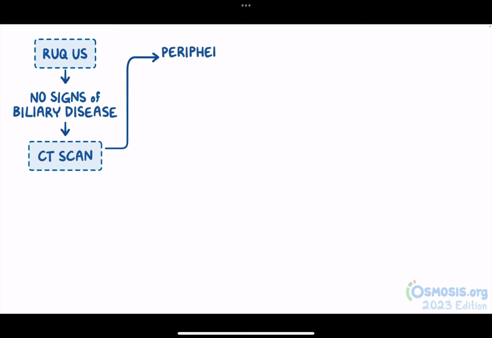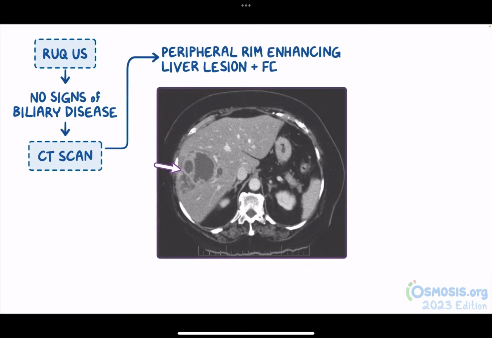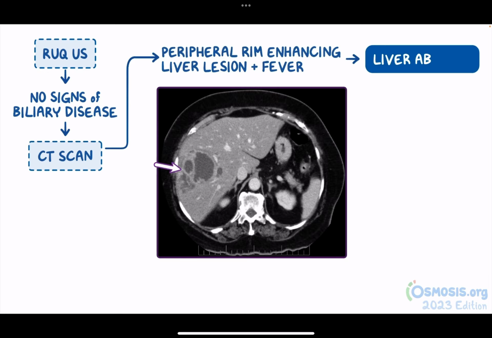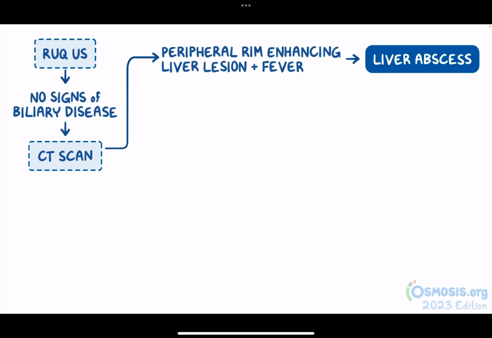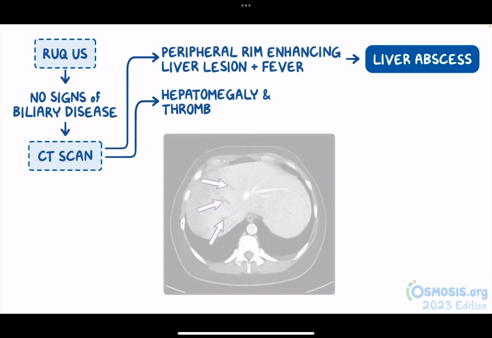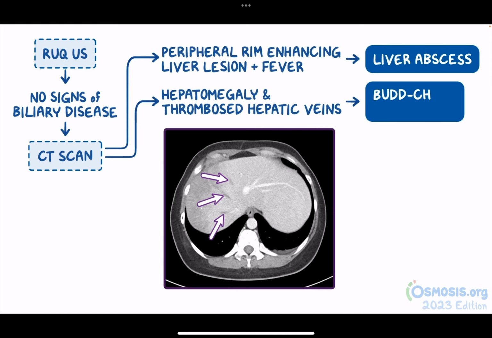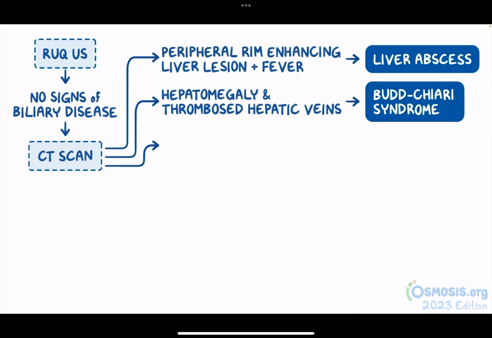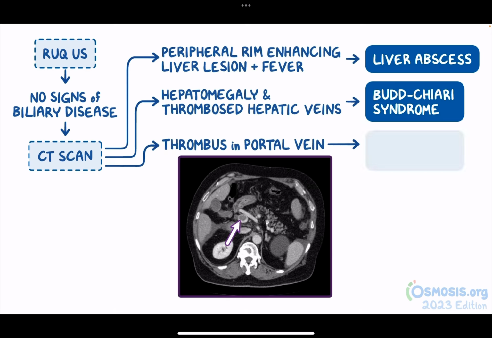If you see a peripheral rim enhancing liver lesion in a patient with fever, then you can consider a liver abscess. On the flip side, if you see hepatomegaly and thrombosed hepatic veins, you can diagnose Budd-Chiari syndrome. Finally, if imaging shows a thrombus in the portal vein, we're talking about portal vein thrombosis.